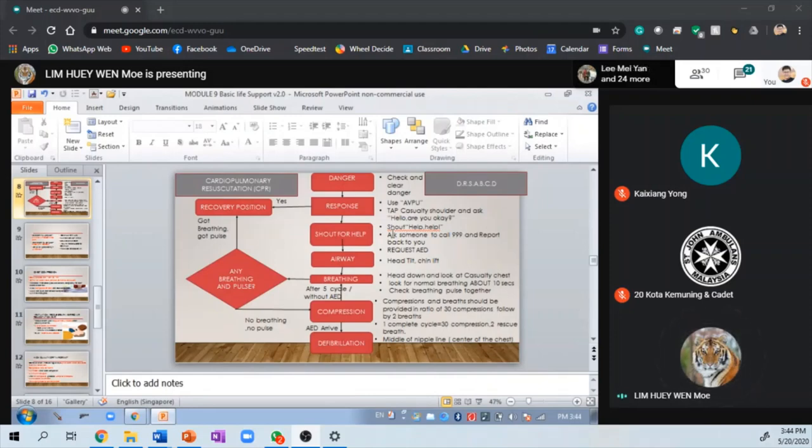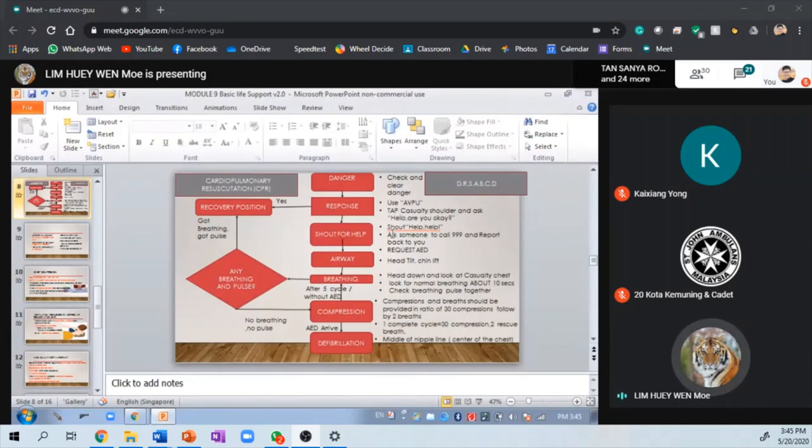So you must also know where to do the compression. After you do chest compression, you must proceed to rescue blow. So you must show how to do the rescue blow. When you're doing the rescue blow, you must wear the face shield if you have one, and then you must pinch the casualty's nose and open the mouth of the casualty. Then you blow the rescue blow for not more than 1 second.